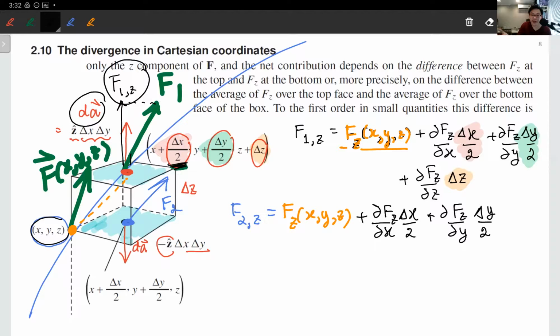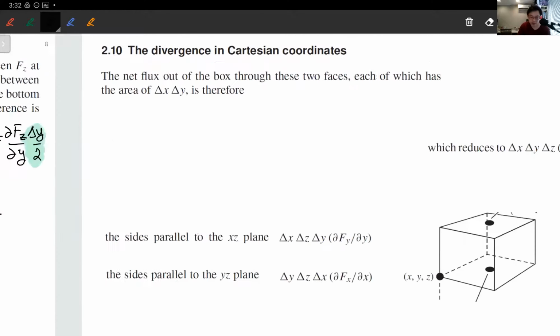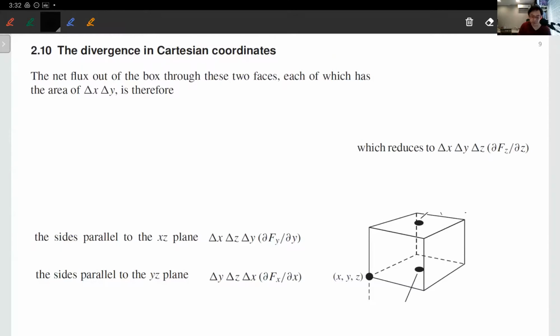Okay, so what I'm doing is I take the f sub 1 in the z component, multiply by delta x, delta y. They're already pointing in the same direction. Perfect. So the next page is going to be quite long, but it's going to be simple.